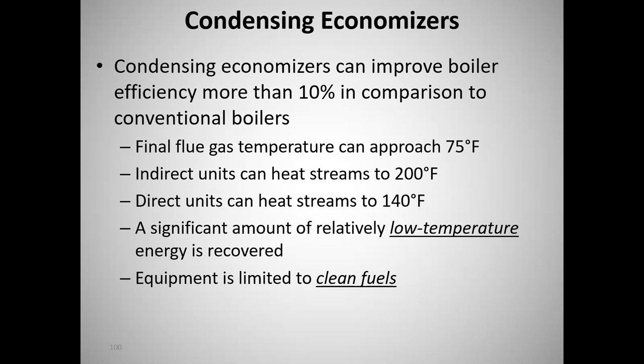Condensing economizers can improve boiler efficiency more than 10% in comparison to conventional boilers. Okay. Has anybody ever gone out and investigated a natural gas furnace system for a house? You ever looked into the literature? Well, they advertise these natural gas heating furnaces at 95, 96, 97% efficiency.